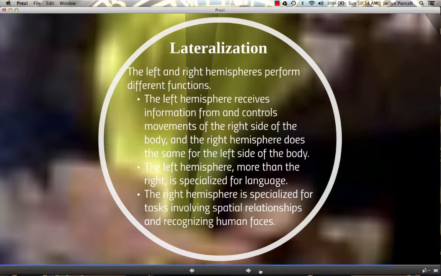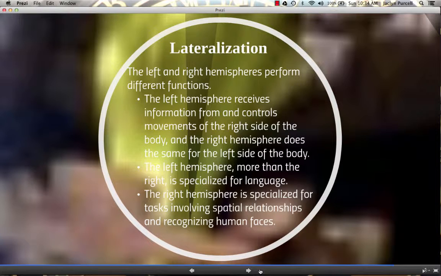The physically separate left and right hemispheres of the brain perform different functions. Most sensory and motor pathways cross as they enter or leave the brain. As a result, the left hemisphere receives information from and controls movement of the right side of the body, and the right hemisphere does the same for the left side of the body. Studies of split brain patients highlight the different functions of the two hemispheres. The left and right hemispheres communicate through the corpus callosum, a bundle of over 1 million fibers.